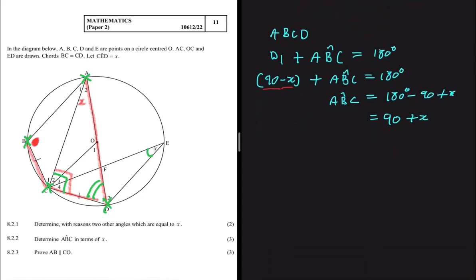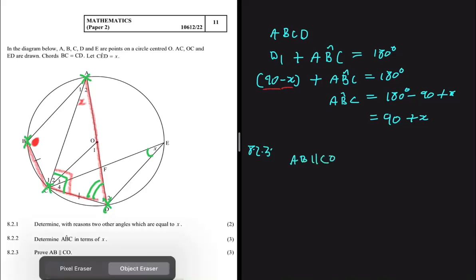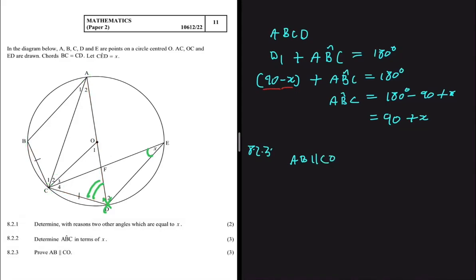And then last but not least, 8.2.3 says let's prove beyond reasonable doubt that AB is parallel to CO. So let's go ahead and look at AB and CO and see what we can do there. So we have AB here, and then this is CO. And they're telling us that these two are parallel, right? And we're supposed to prove that.